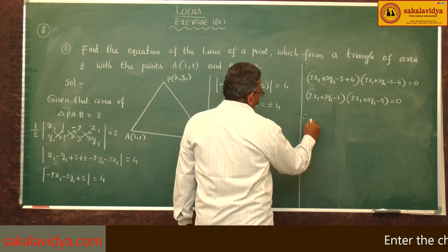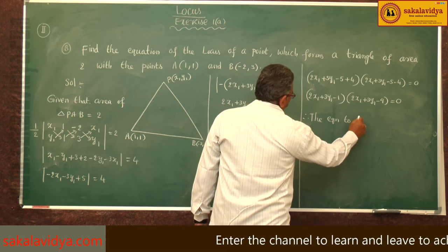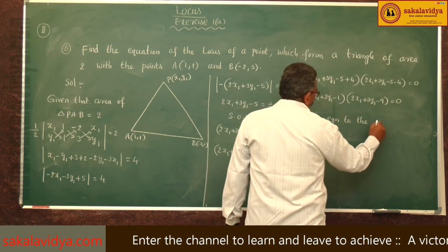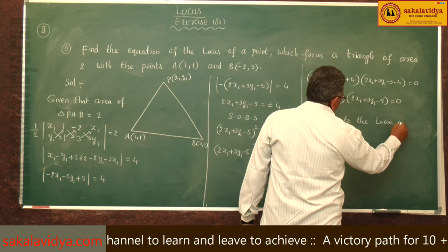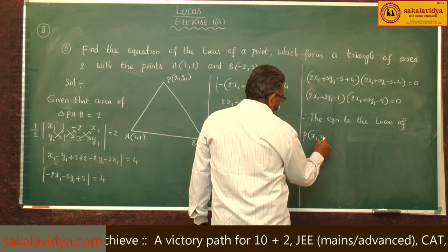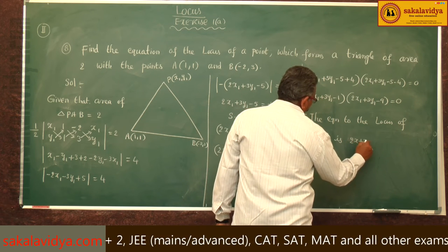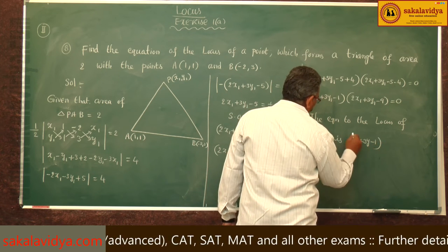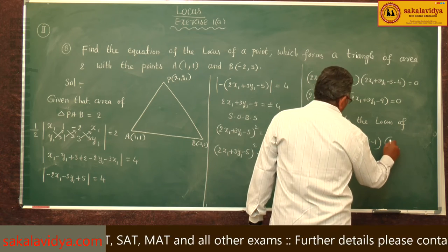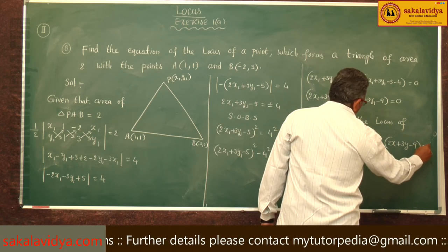Therefore, the equation to the locus of P(x1, y1) is (2x plus 3y minus 1) multiplied by (2x plus 3y minus 9) is equal to 0.